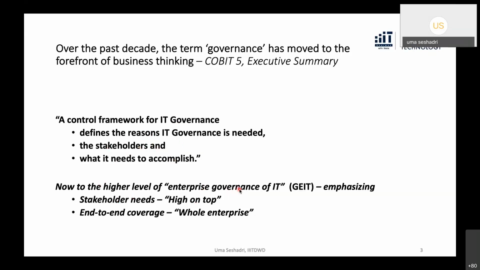So we are not talking about a very individual process or individual team. We are talking of the whole organization as one entity. So it is an enterprise governance of IT, emphasizing stakeholder needs. Again, each big organization has stakeholders, so it is always the top priority, and it is end-to-end coverage. When you take end-to-end coverage, all the activities which are done in the organization become part of this IT governance. That is why we call it a whole enterprise.